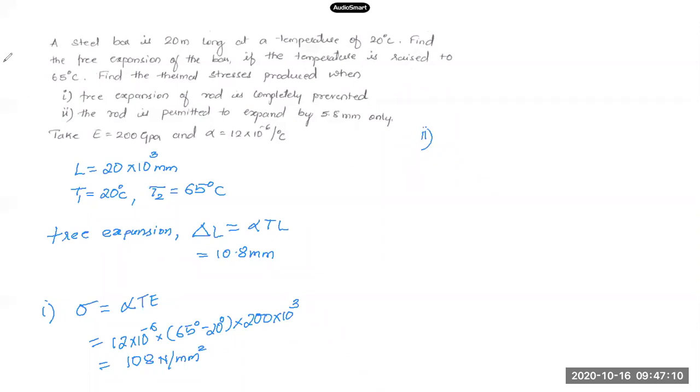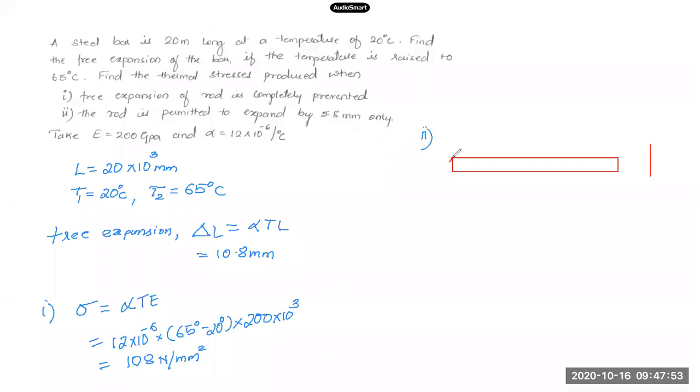Now, the third case. When I come to the third case, they have given something here. What they are telling is that the bar is allowed to expand freely by 5.8 mm only. So up to 5.8 mm, you will not have any stresses developed in that bar. Beyond this 5.8 mm, the expansion is prevented. So it can expand freely for a distance of 5.8 mm.